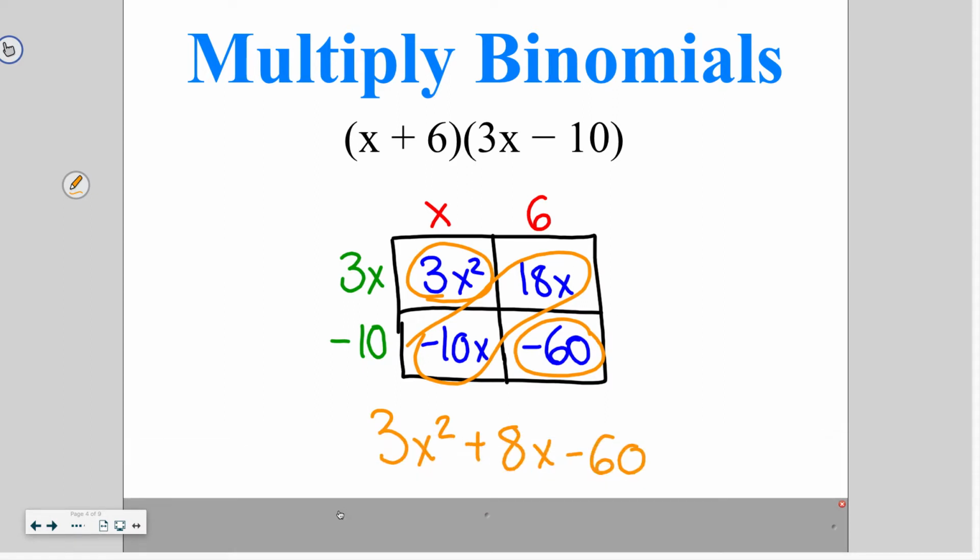After we set up our box, we end up with an answer of 3x squared plus 8x minus 60. Again, paying attention to those negative signs as you combine.